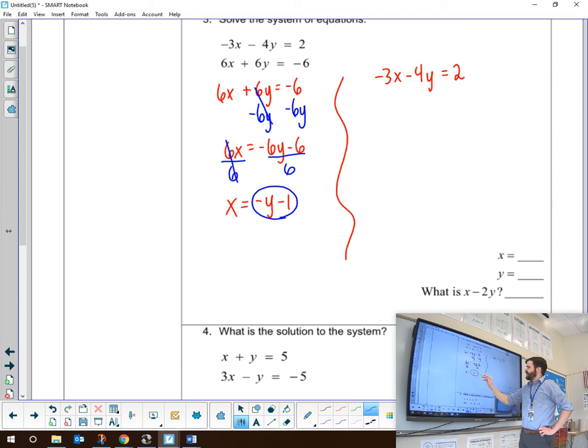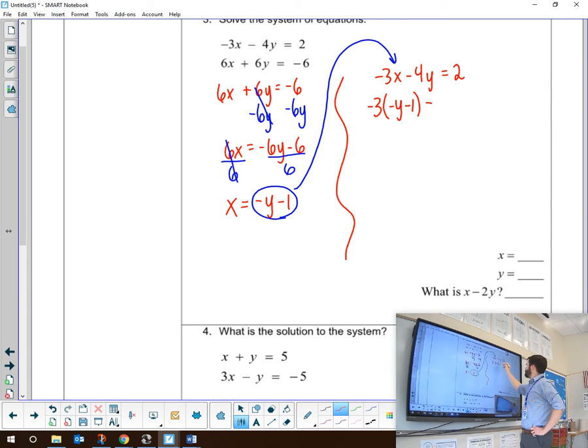So I can take this value for x, and I can plug it in for x on my other equation. So if I plug it in for x up here, it's going to be negative 3 times what we plugged in, negative y minus 1, minus 4y equals 2. Okay? Once again, instead of having that x there, we took this value for x and plugged it in there. And now I only have one equation, and it only has one variable in it. So I can solve it for my y.